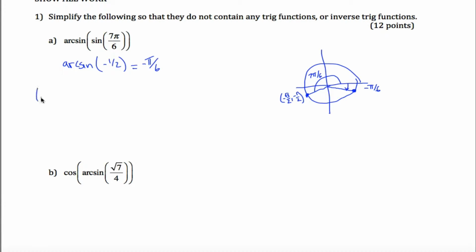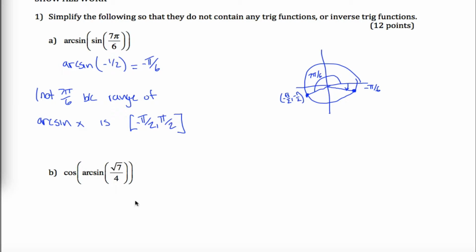And maybe I'll put parenthetically, it's not 7 pi over 6, because the range of arc sine is, or only includes, numbers from -pi/2 up to +pi/2. Had this value, 7 pi over 6, been in this range, then the answer would have just been this value. But since this value is not in this range, there's a little bit more work to do. All right, moving on. The second one.